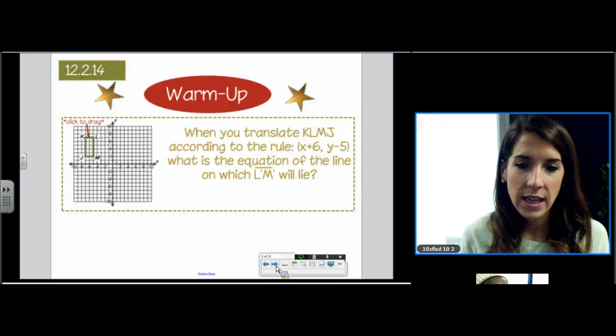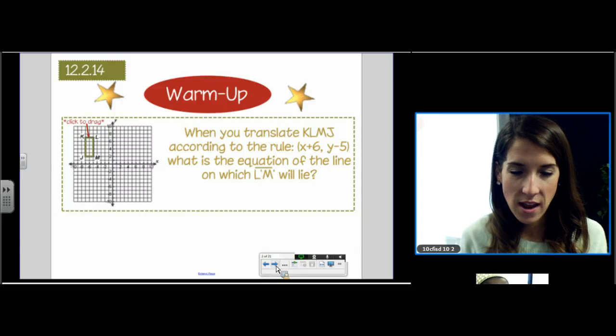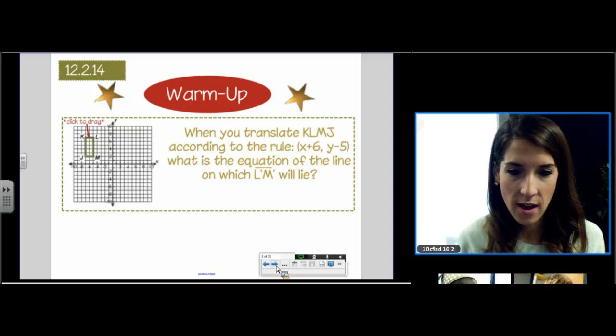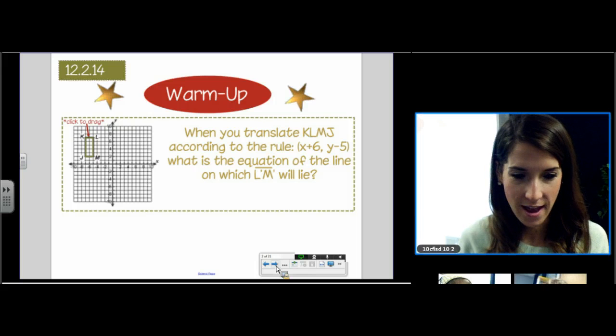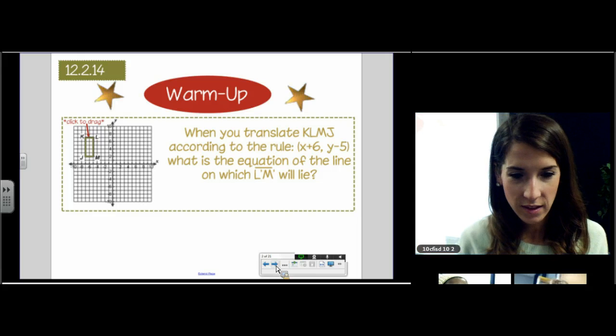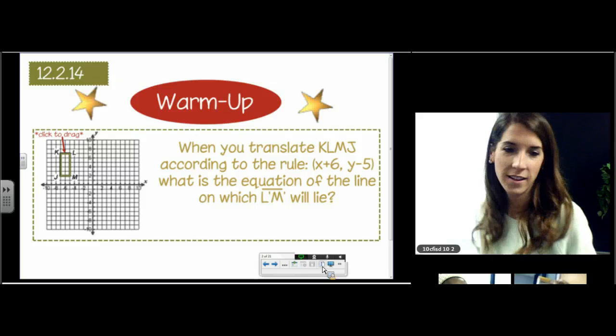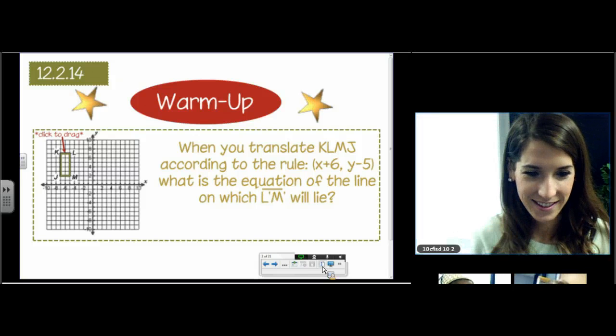When you translate KLMJ according to the rule x plus 6y minus 5, what is the equation of the line on which L prime M prime will lie? Ooh, that's a complicated one, huh? Should I zoom in a little bit? I don't know if I can. That zoomed in a tiny bit.